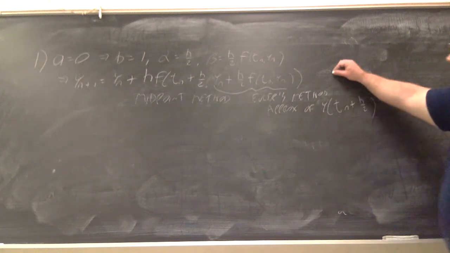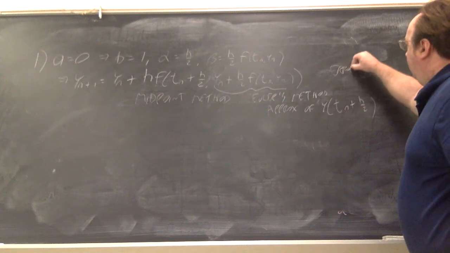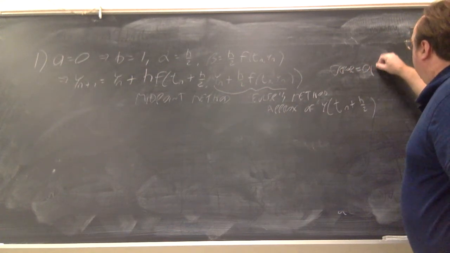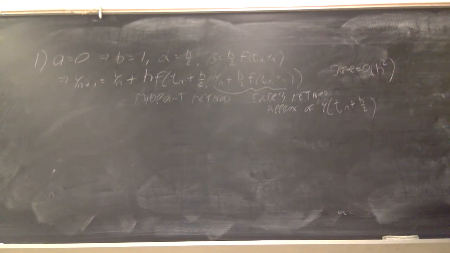So the error is order h squared. So in other words, with Euler's method, you reduce h by a factor of 10, error is reduced by a factor of 10. But with the midpoint method, it's reduced by a factor of 100.